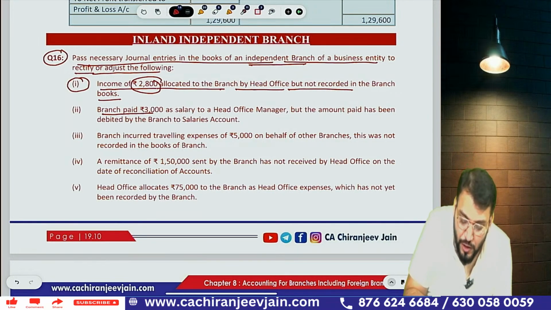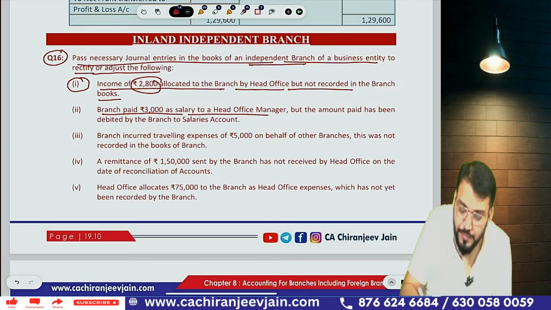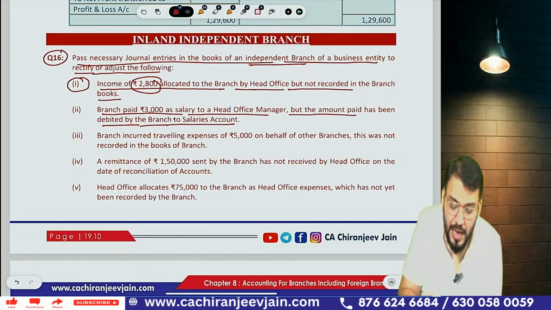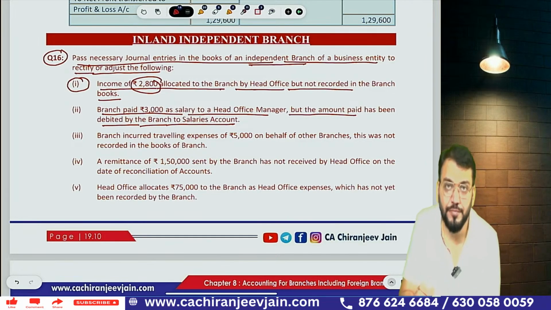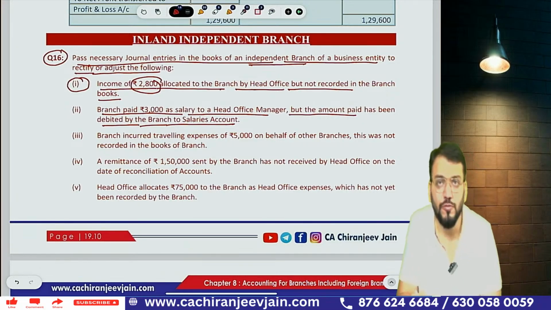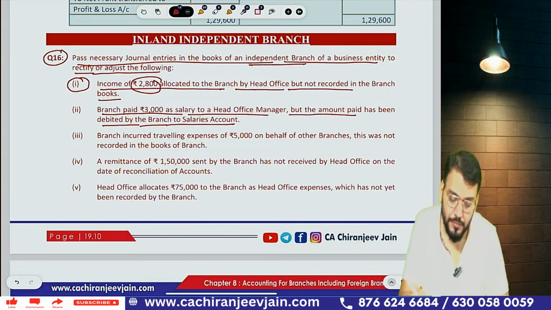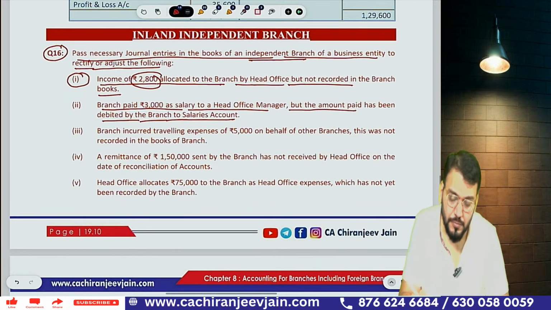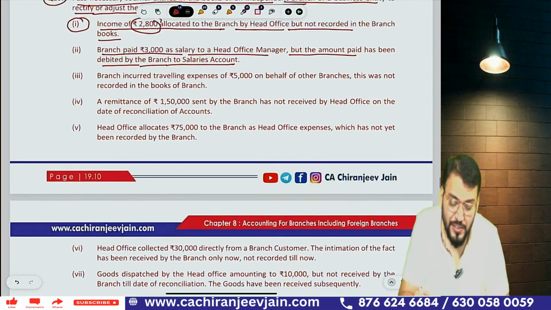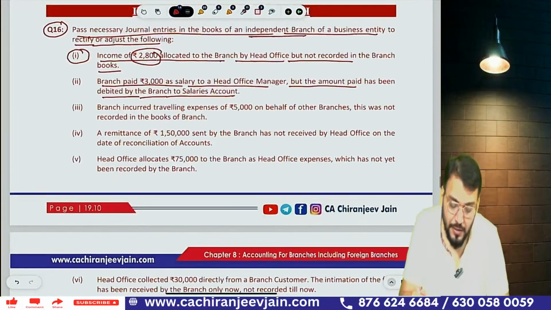Now, the branch paid 3,000 as salary to the head office manager, but the amount paid has been debited by the branch to salary account. Correct? But what journal entry will we do? Can anyone say what the journal entry will be for this? We have to pass a rectification journal entry. Correct now?